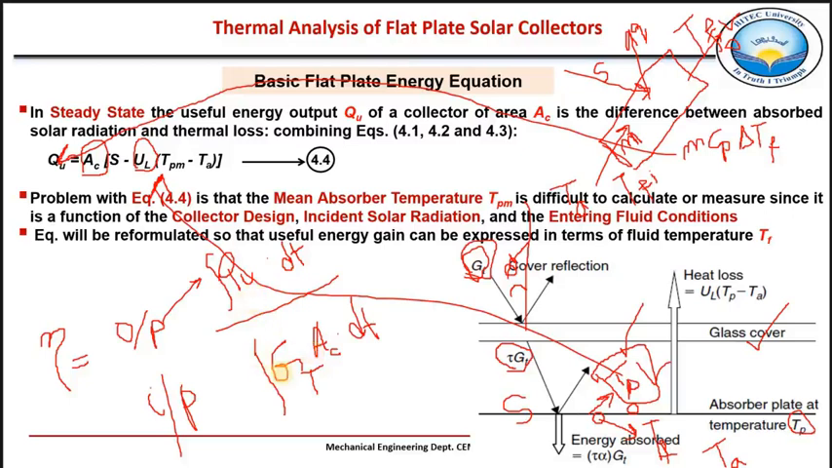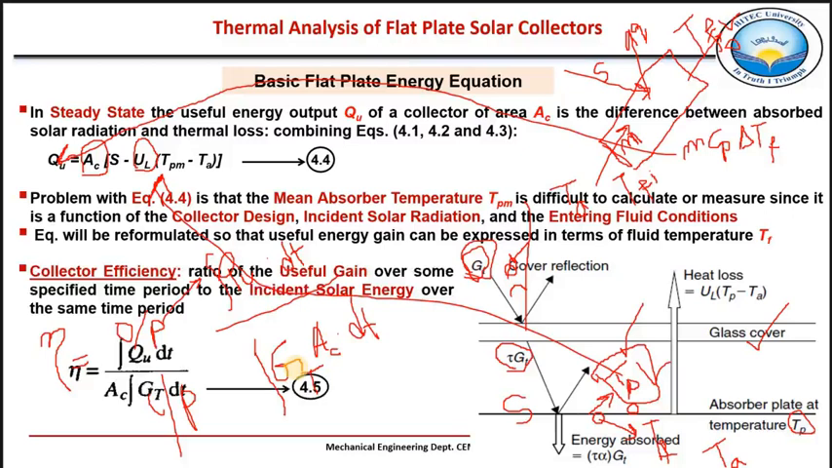So that's how we can define the efficiency of any solar thermal collector: the useful output divided by the required input. So that is collector efficiency, where AC is constant area, so that's why it is written outside the integral. Okay.